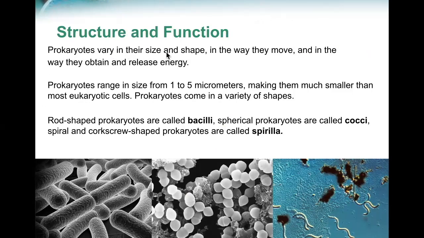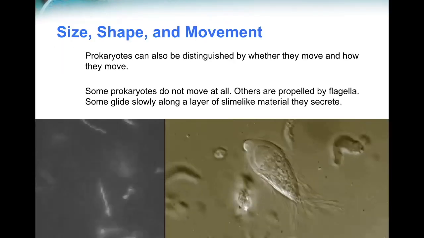Prokaryotes vary in their size and shape, and in the way they move, and in the way they obtain and release energy. Prokaryotes range in size from 1 to 5 micrometers, making them much smaller than most eukaryotic cells. Prokaryotes come in a variety of shapes. Rod-shaped prokaryotes are called bacilli. Spherical prokaryotes are called cocci. Spiral and corkscrew-shaped prokaryotes are called spirilla.